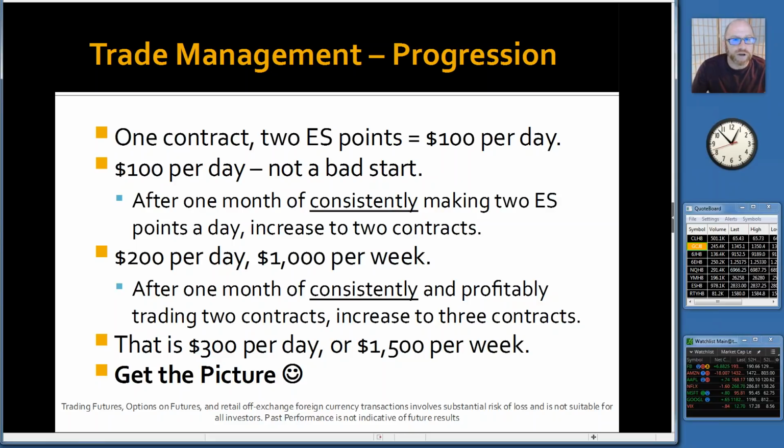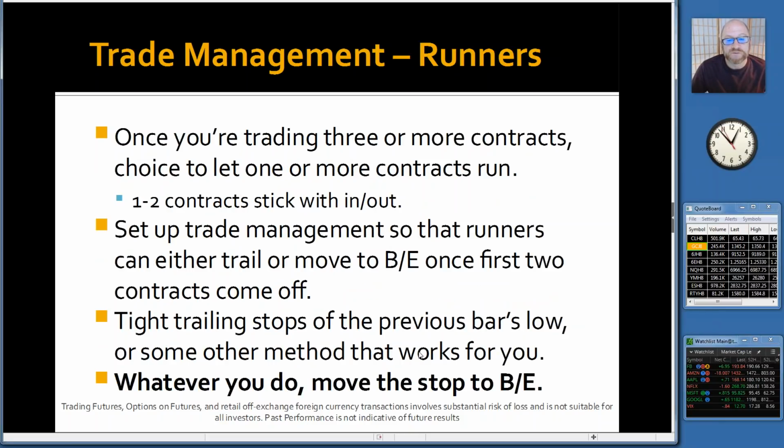It obviously increases the percentage per day. After 1 month after that of consistently and profitably trading 2 contracts, this is where you can start to get into runners with 3 contracts. So if you're trading those 3 contracts, now we can talk about runners.